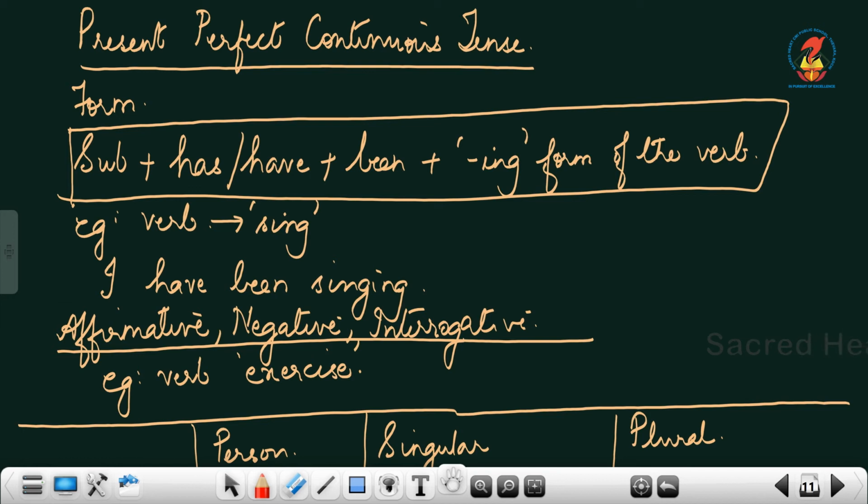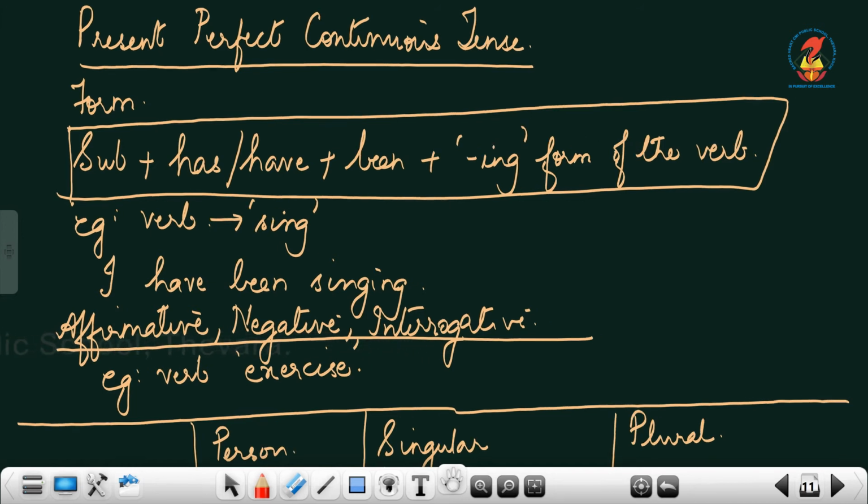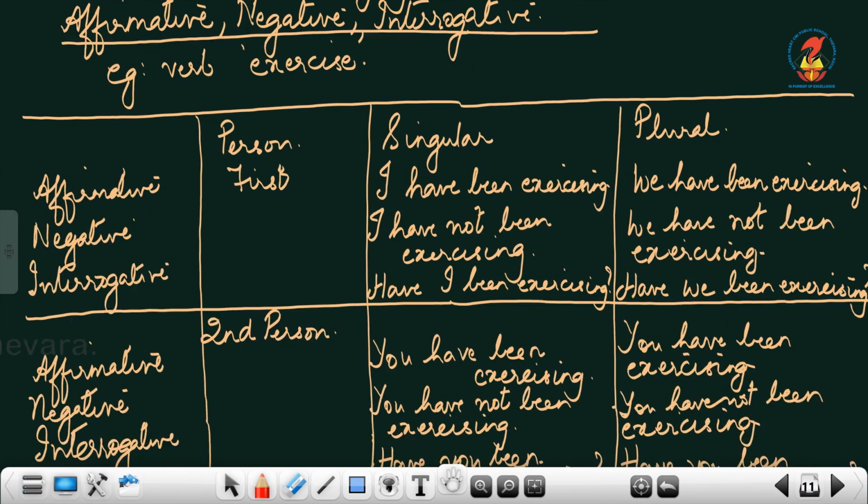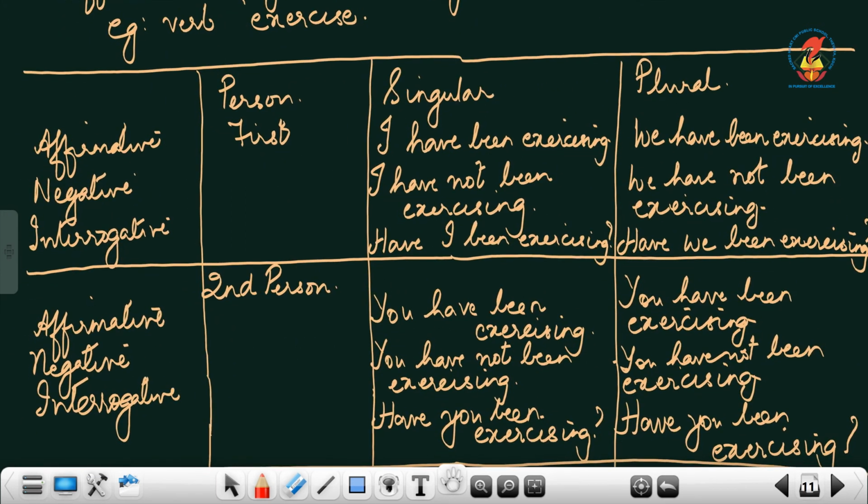Now, how are you going to express a sentence in the affirmative, negative and interrogative form when it is in the present perfect continuous tense? For example, here your given verb is exercise. Okay, so now here I'll just swipe the board up. Your given verb is exercise.